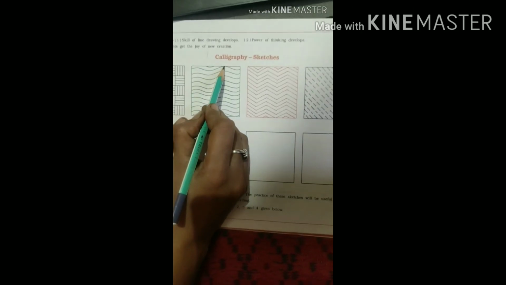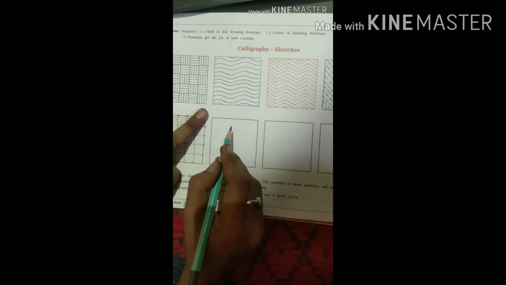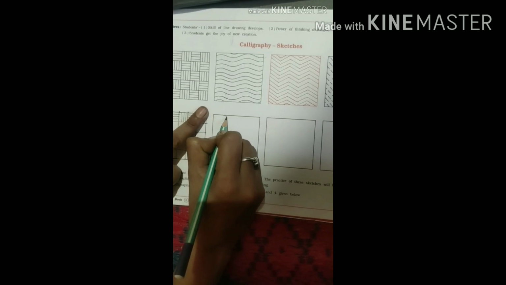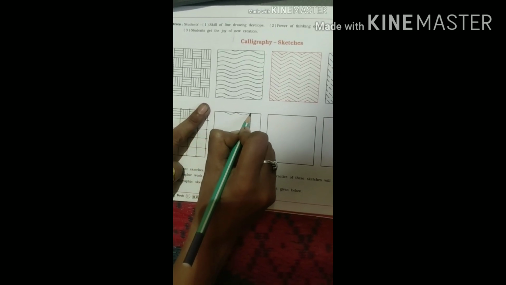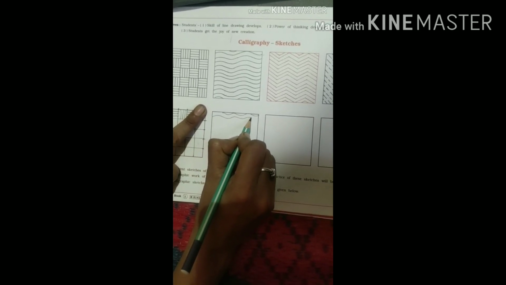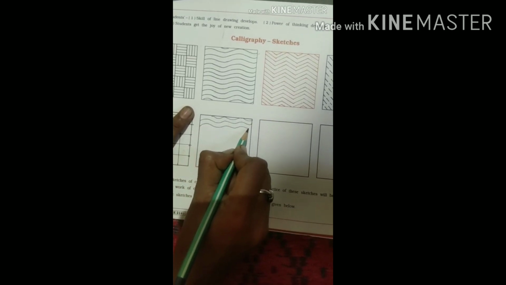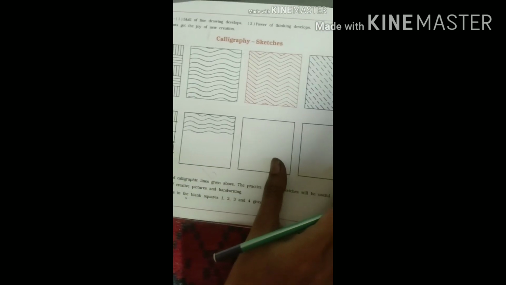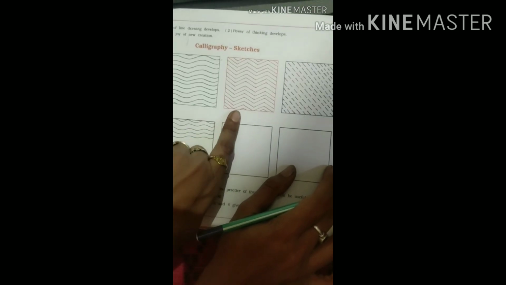In the second box, you can see the lines are like a wave. So these lines are called wavy lines. Like this, you have to draw the lines in the given box, and you have to complete the box with these wavy lines for more practice. I think you understand.